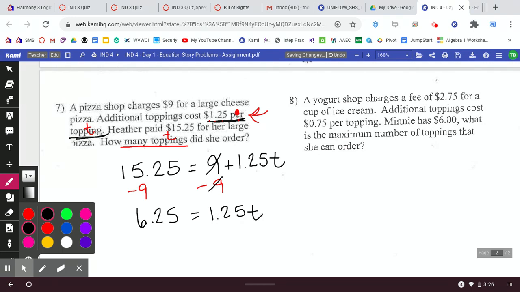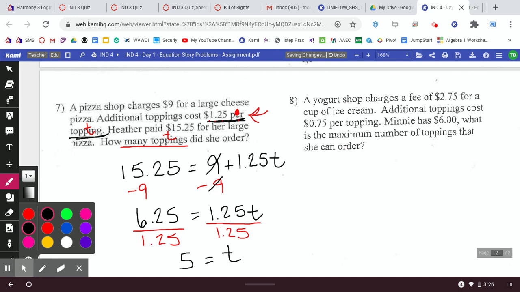And then in order to get T by itself, it's attached to 1.25 with multiplication. So we break it loose with division. So we're going to divide by 1.25, and then we're going to divide by 1.25. And so we get T equals 5. When you divide 6.25 by 1.25 in the calculator, you get 5.